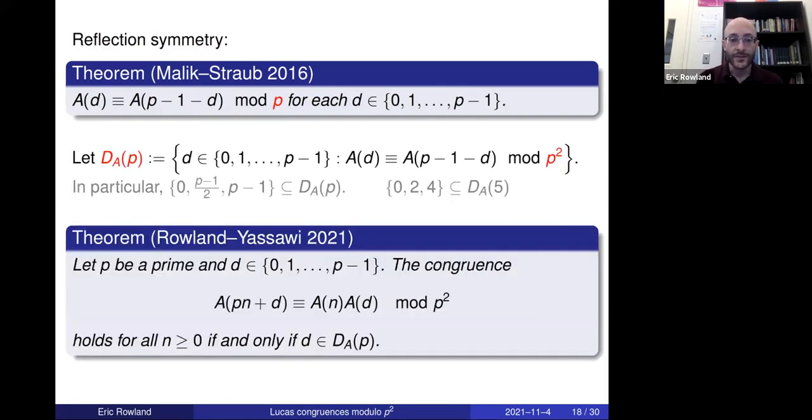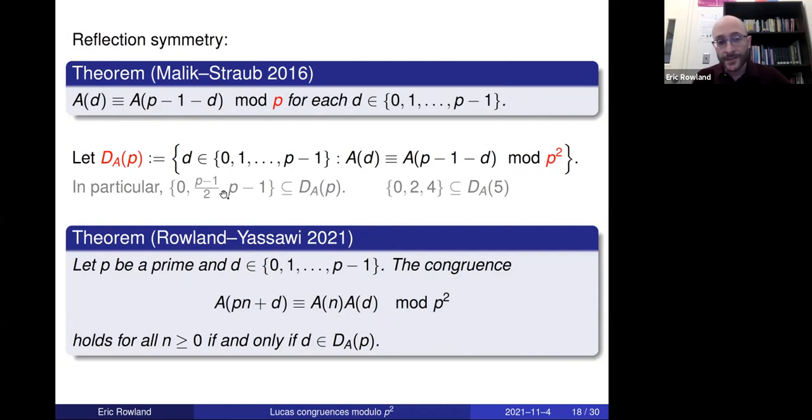And so it turns out that the base P digits that give you a Lukács congruence modulo P squared are precisely the ones where this reflection symmetry not only holds modulo P, but also holds modulo P squared. So if we define D sub A for Apery of P to be the base P digits that satisfy this symmetry modulo P squared, the theorem is that this Lukács congruence holds modulo P squared for all n if and only if D belongs to this set.